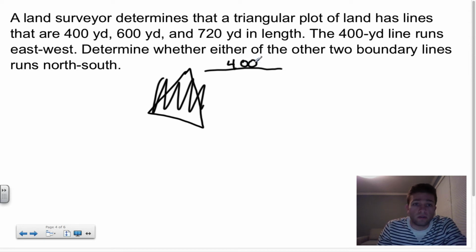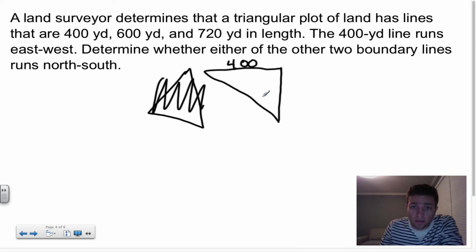We want to determine whether either of the other two boundary lines runs north to south. Well, if one of the other lines is going to run north to south, that would be this direction. That would mean that they have to go like this, and this would be the plot of land. So the land is a triangle in shape. Really what this is asking us, it doesn't say it, but it wants to know, is this a right triangle?